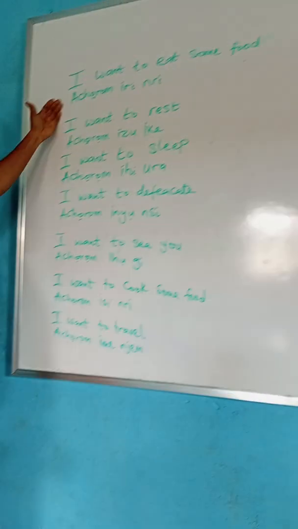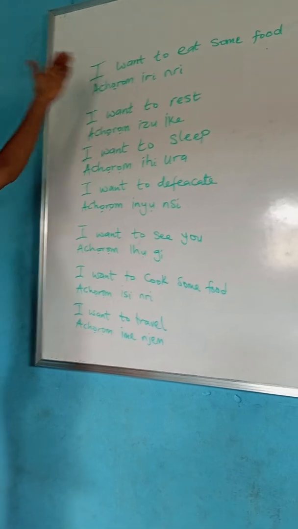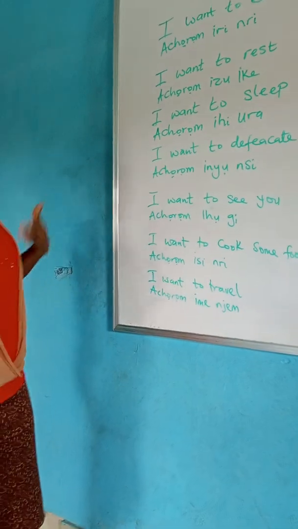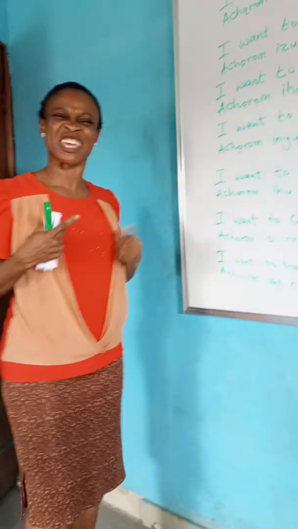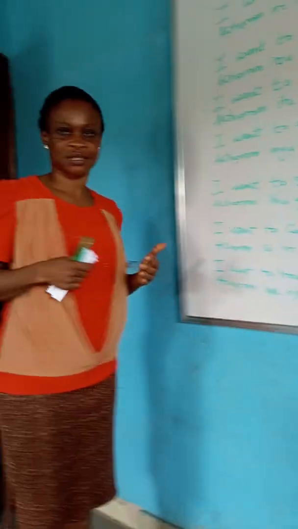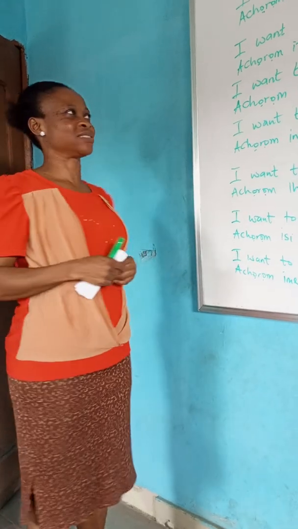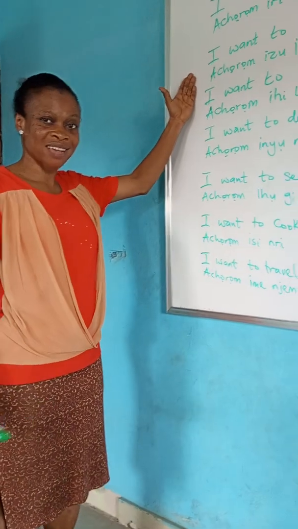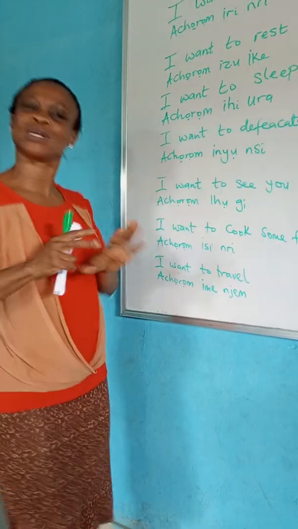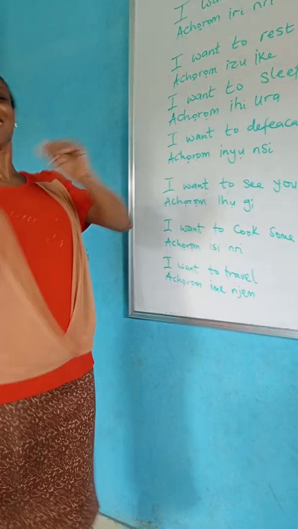Let's repeat what we read before. Achọrọ m iri nri, that is, I want to eat some food. Achọrọ m iri nri. I want to rest. I want to take some rest. I want to relax. How are you supposed to say it? Achọrọ m izu ike. Oh, I'm tired. I need to rest. Achọrọ m izu ike. Good.